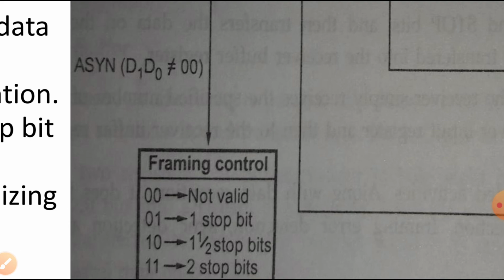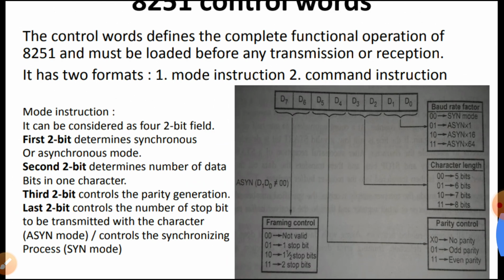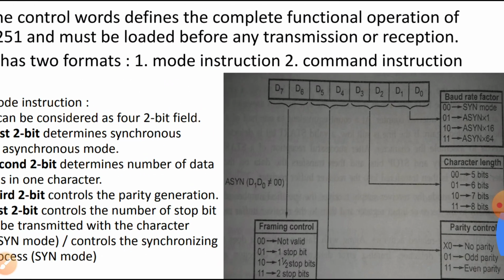And in synchronous mode, when the D1 and D0 value is 0 0, this field controls the synchronizing process. It also decides whether to operate with external synchronization or internal synchronization, and whether to transmit a single synchronization character or two synchronization characters. So, that is the description of the mode instruction format.